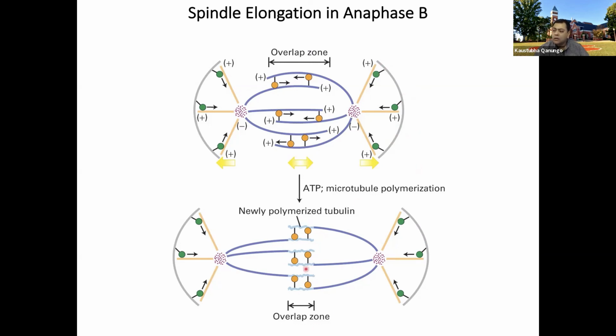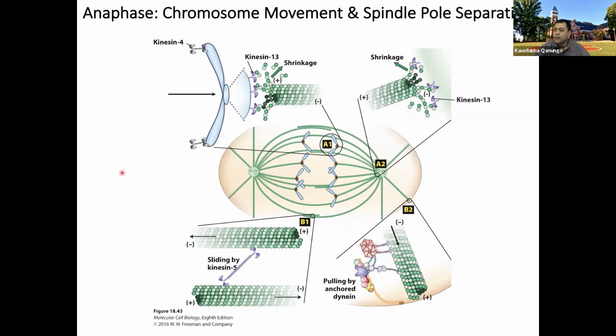And also there is some evidence that in the middle portion of these polar microtubules, towards the plus end, there is polymerization of new tubulin. As the new polymerization of the tubulin happens, the length of the microtubule increases. That also helps in the lengthening of the whole cell in anaphase. So that's the overview of that. Let's take a look at that at the molecular level.